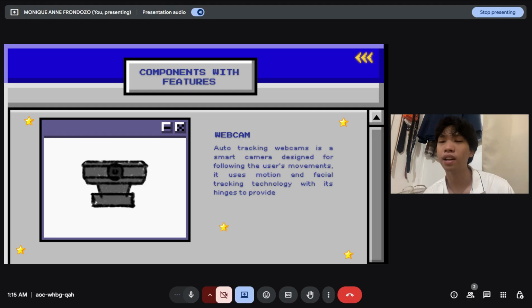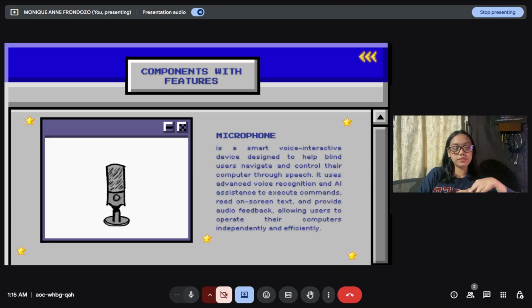Kaya ano pa hinintay nyo? Lahat ng problema nyo, may solusyon kami. We include the microphones as a smart voice interactive device designed to help blind users navigate and control their computers through speaking or speech. It uses advanced voice recognition and AI to follow commands, read on-screen text, and provide audio feedback. With this, we aim to help users operate their computers independently and efficiently, making technology more accessible for everyone.